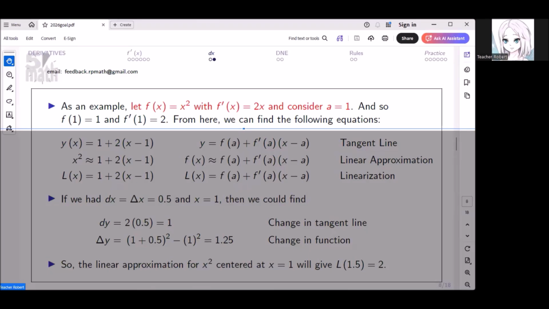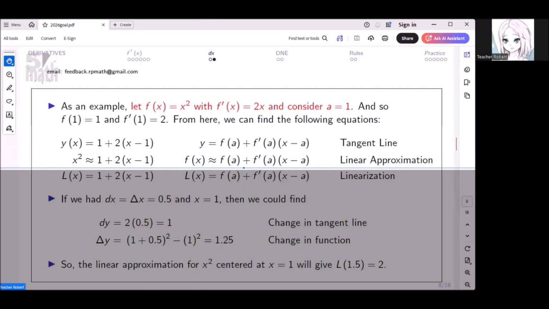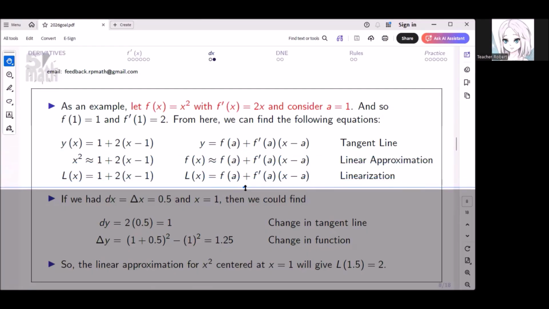As an example, let f of x equal x squared, with f prime of x equals 2x, and consider a equals 1. And so f of 1 equals 1, f prime of 1 equals 2. From here, we can find the following equations. Tangent line, linear approximation, linearization.